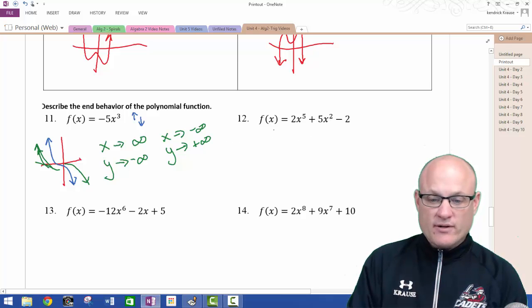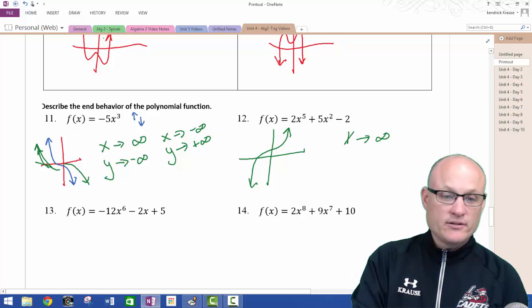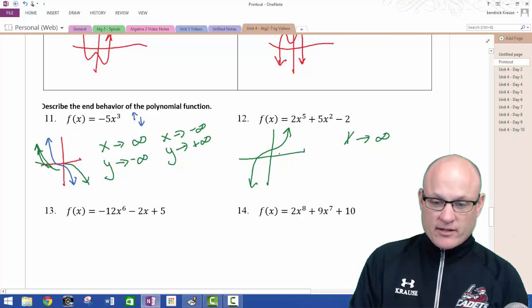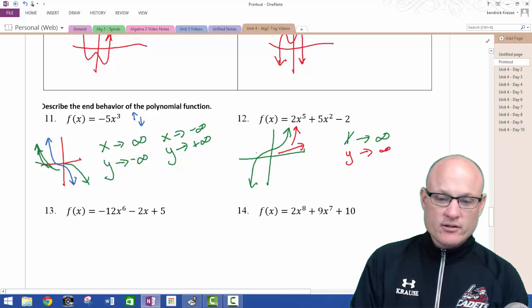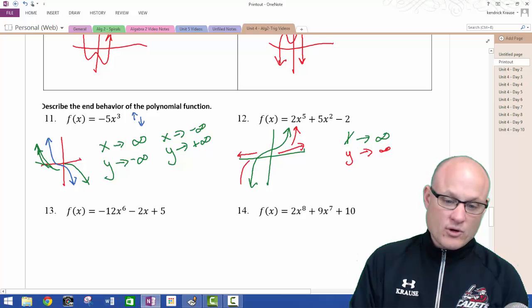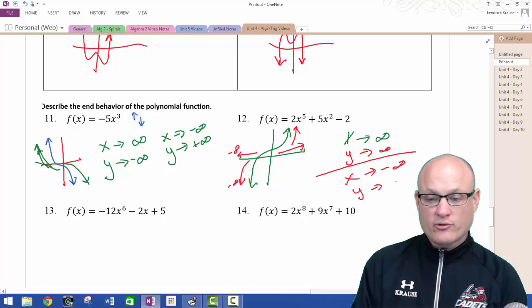All right, over here we have another odd function. It's a positive odd function. Positive odd function means it's going to go like this. And if I want to describe the end behavior here, as x approaches positive infinity, as x is going this direction, y is going this direction. Y is approaching positive infinity. And down here, as x approaches negative infinity, out this direction, y is approaching negative infinity. So as x approaches negative infinity, so does y. Y also approaches negative infinity.